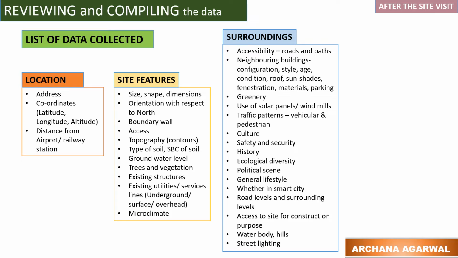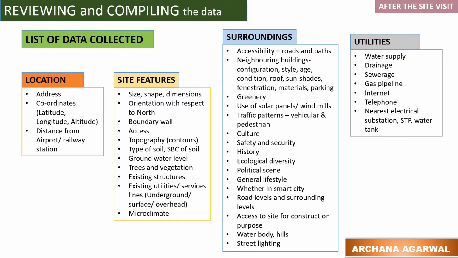history of the area, ecological diversity, the political scene if necessary, general lifestyle, whether the area comes under smart city or under any government scheme, the levels of the roads and the surroundings, is there a proper access to the site for construction purpose, and then the geographical features like nearby water bodies or hills, and the street lights.